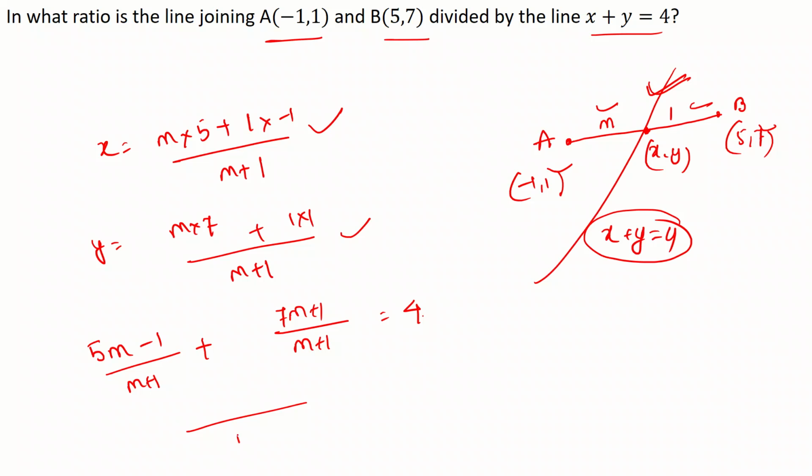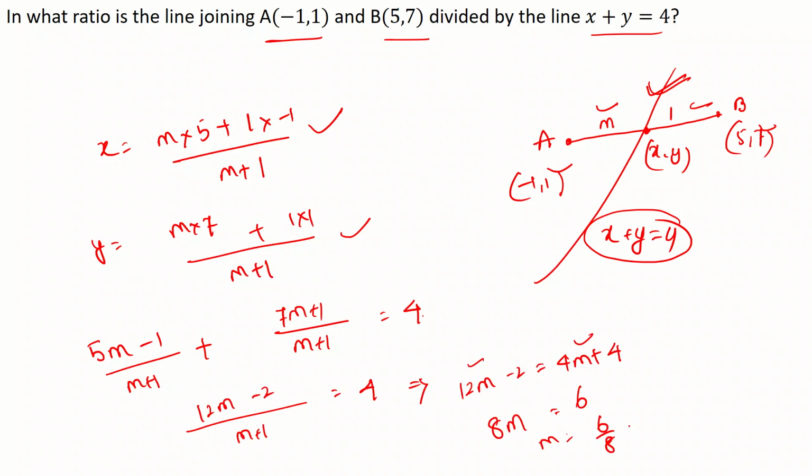I take m plus 1 as my LCM. 5m plus 7m gives me 12m minus 2 is equal to 4. Simplifying, I get 12m minus 2 is equal to 4m plus 4. I take m on one side, so 12m minus 4m gives me 8m is equal to 4 plus 2, which is equal to 6. So m is equal to 6 by 8, I can cancel it with 2, so I get 3 by 4. So I get the value of m as 3 by 4.